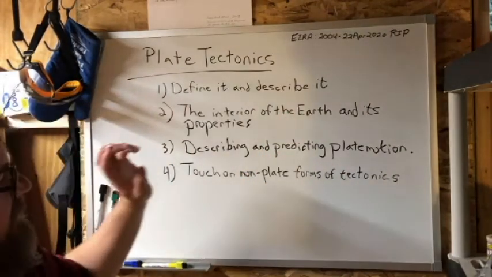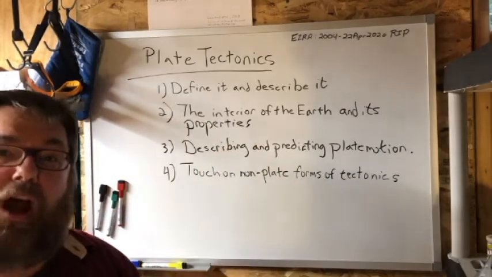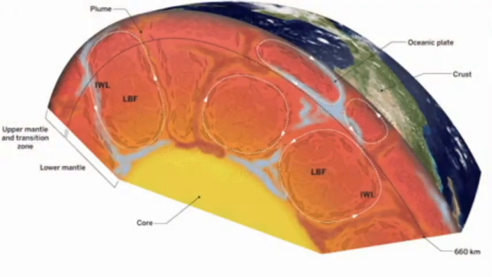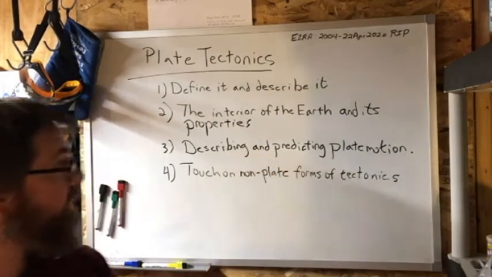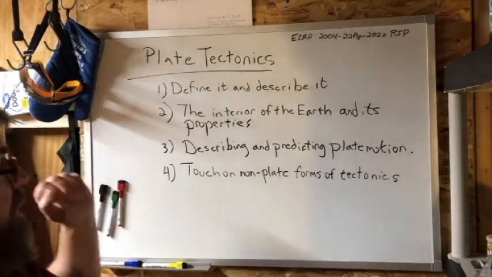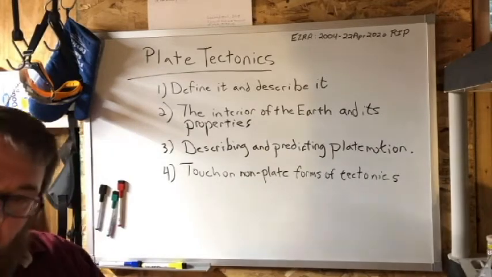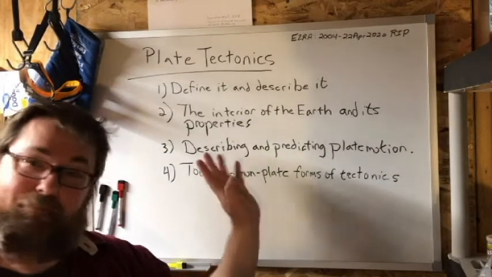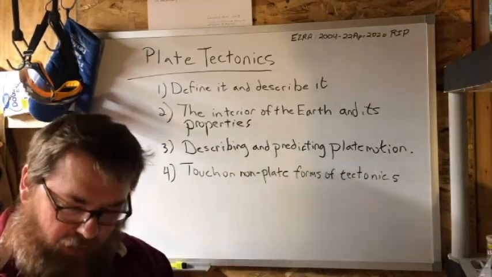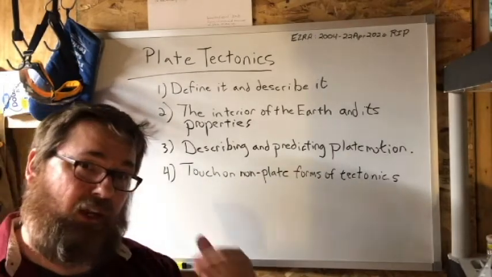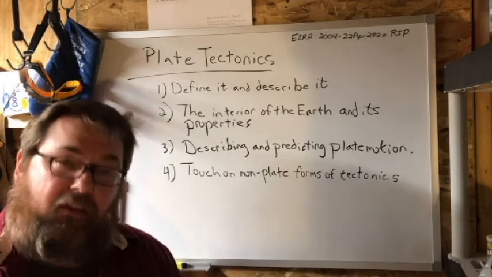We're going to talk about the interior of the Earth and its properties. What I mean by that is we're going to go all the way to the core. We're going to talk about compositional versus mechanical layers, stuff like that. Third, describing and predicting plate motion. This is a good one because I'm going to put some equations on the board here. We're going to talk about angular versus linear velocities and how those two are kind of related, because there's something you need to understand.